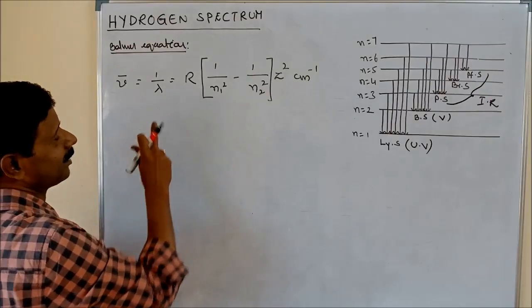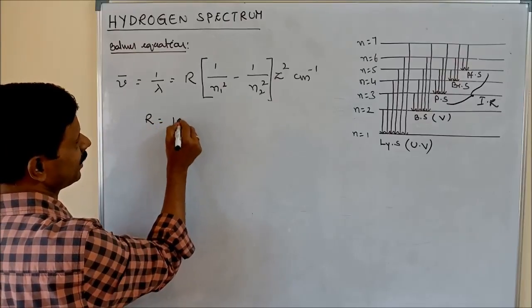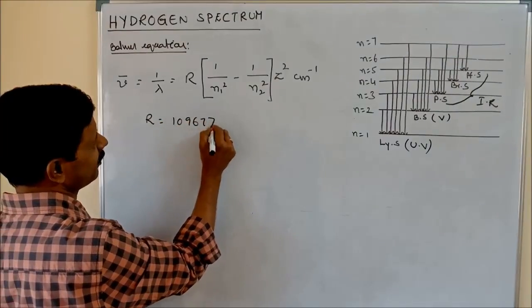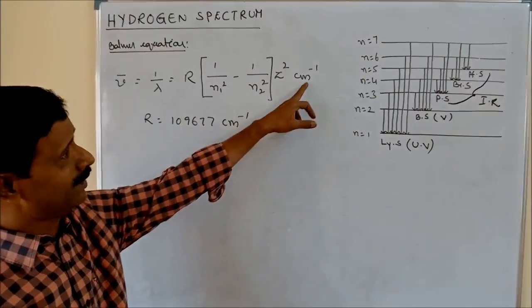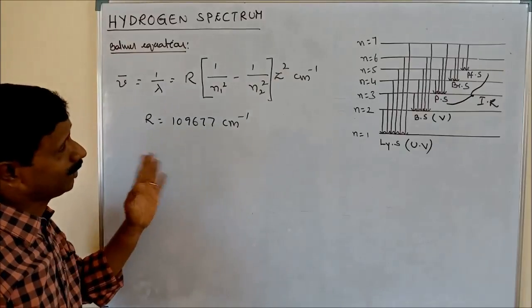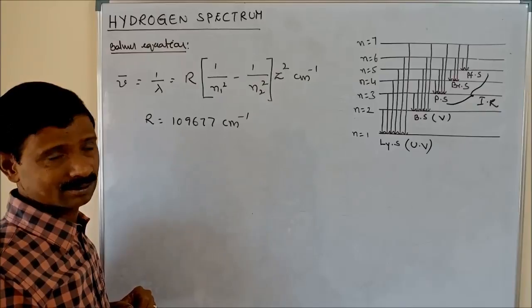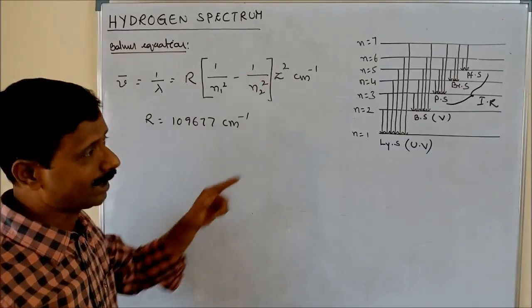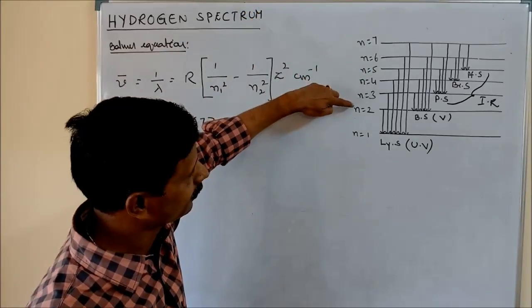And now here R is nothing but the Rydberg constant. Its value is 109,677 centimeter inverse, since we are mentioning wave number in centimeter inverse. And what are n1 and n2? See, if you observe any series, suppose the Balmer series, we are getting the lines in the Balmer series where the electron de-excited into the second orbit.